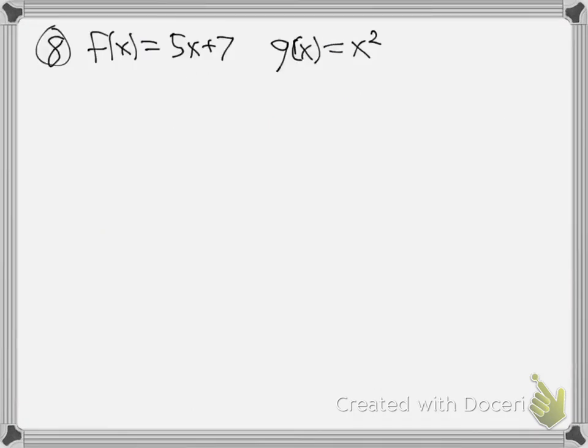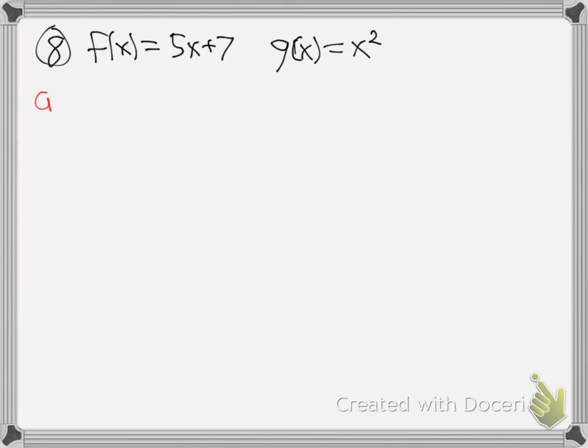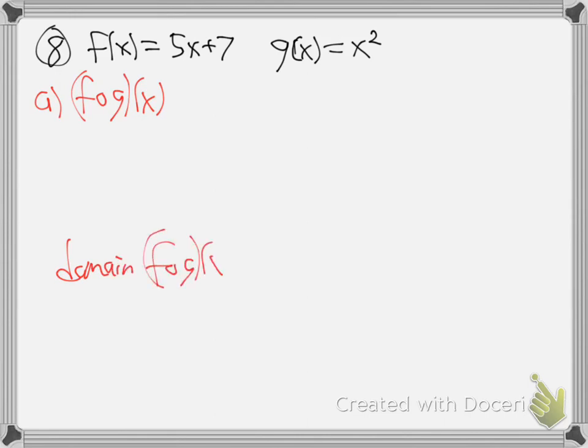Okay, so we got F and we got G. And same kind of thing. This time they just want f of g and then the domain. So first, in part A, they're going to say what is f of g, and then down here they're going to say, what is the domain of f of g? So first question, just what is f of g, and then what is the domain?